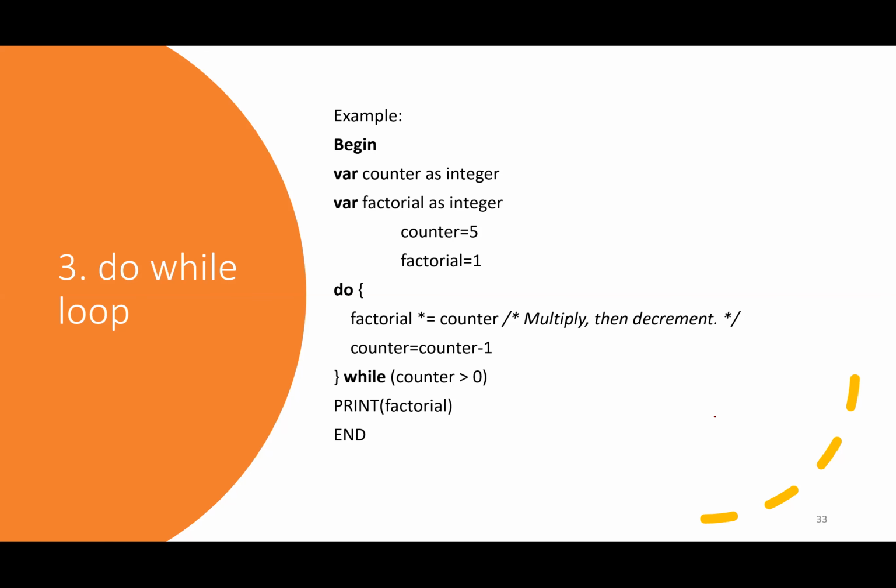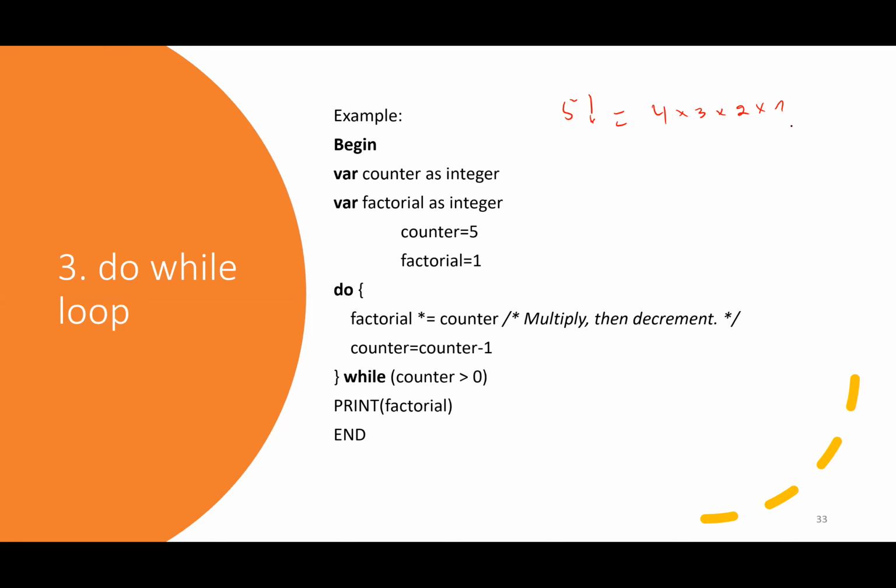This is an example of a program where we have two variables, counter and factorial. This program is going to calculate the factorial of a number. You remember, the factorial of a number, 5 factorial, equals 4 times 3 times 2 times 1.